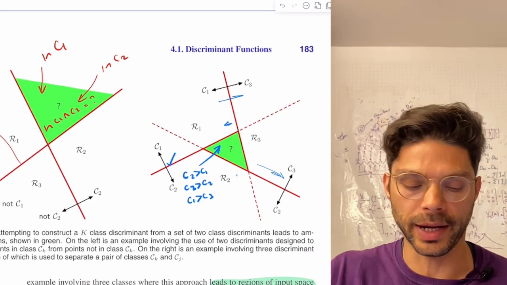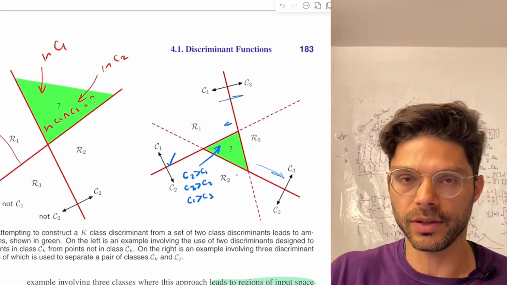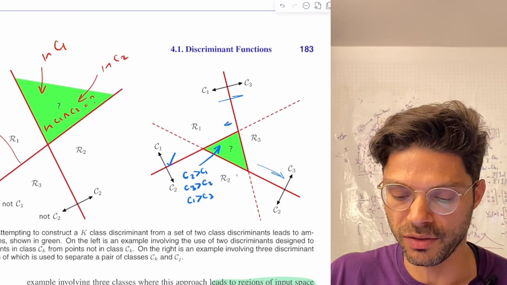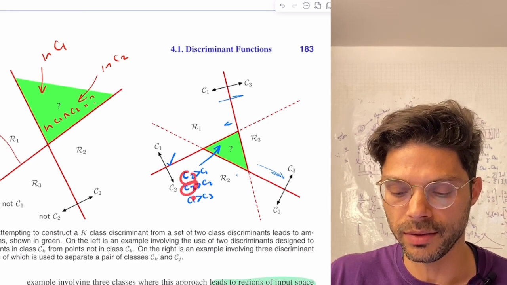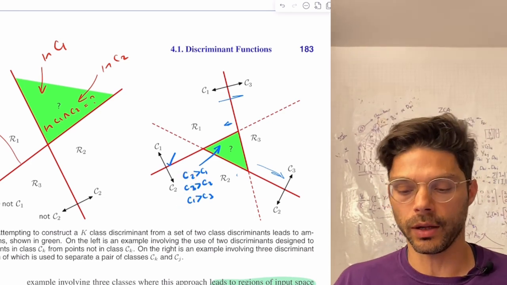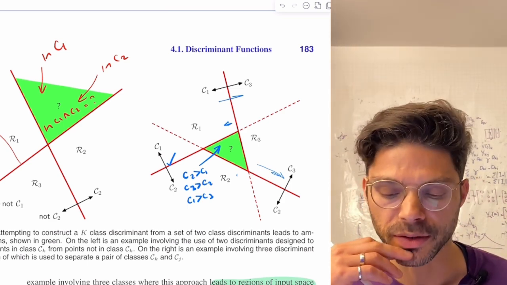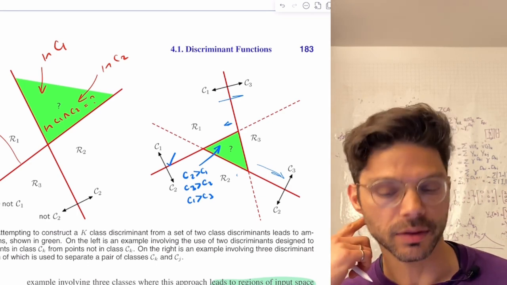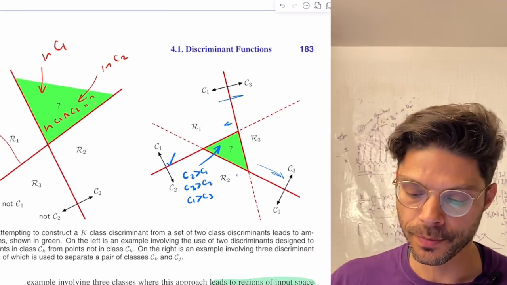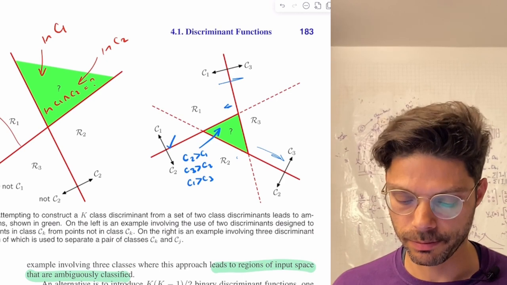So you don't get a clear winner, right? It's kind of a rock-paper-scissors situation. C2 wins once, C3 wins once, and C1 wins once. So there's no majority. How are you going to classify that point? Is it C2? Is it C3? Is it C1? That's the ambiguity that can arise.